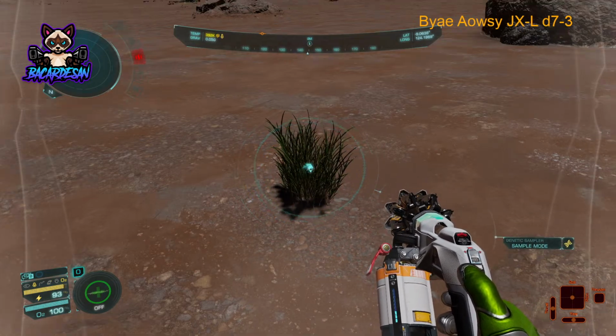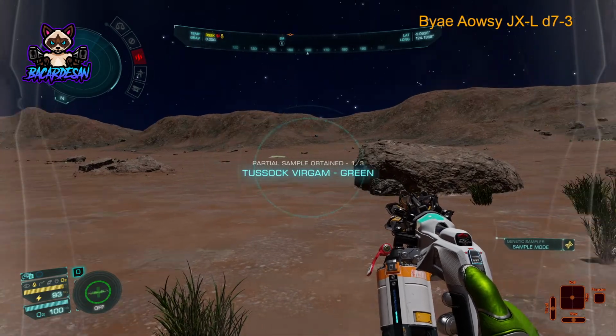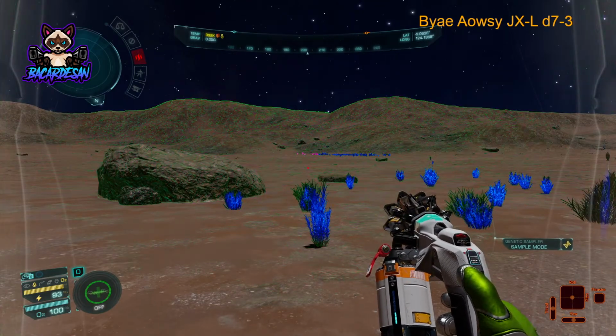Tussock Pergam confirmed present. Base value 14.31 million. Minimum sample distance 200 meters. First partial sample collected.